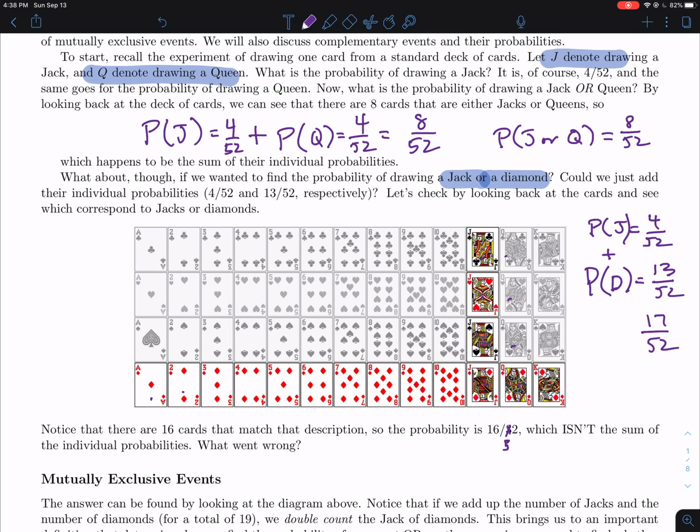So if I look, I've got 1, 2, 3, 4, 5, 6, 7, 8, 9, 10, 11, 12, 13, 14, 15, 16. Whoa, wait a second. I've only got that the probability of getting a jack or a diamond is 16 out of 52. What happened? Where did I go wrong? Well, what happened was that the jack of diamonds got counted in both lists. Notice the jack of diamonds is one of those 4 jacks, and the jack of diamonds is also one of those 13 diamonds. So we'll talk about that a little bit later.